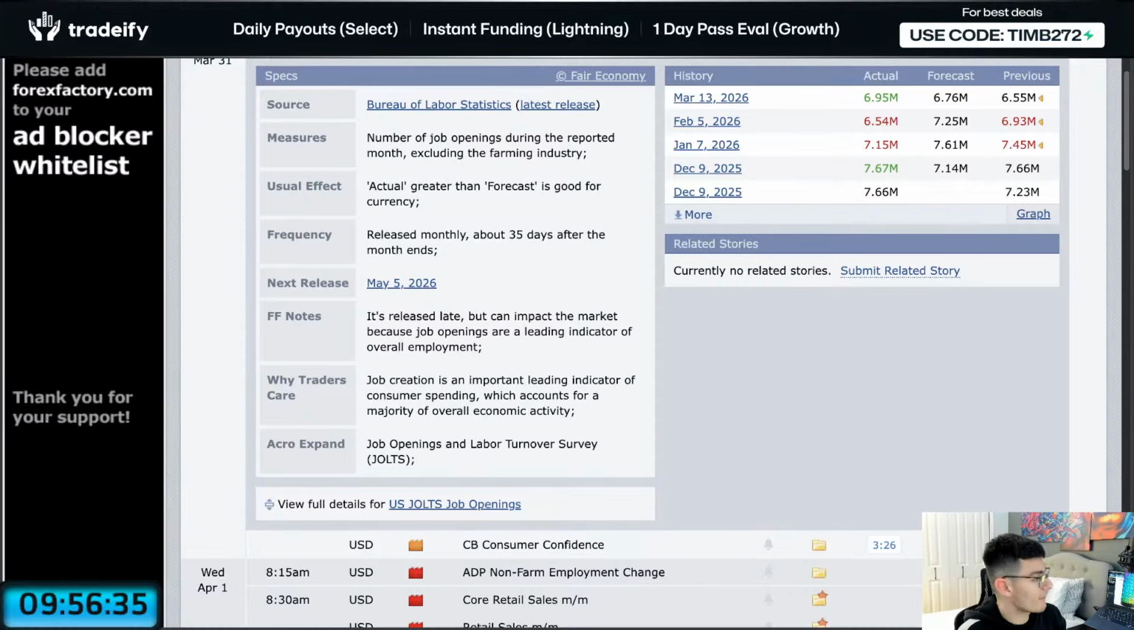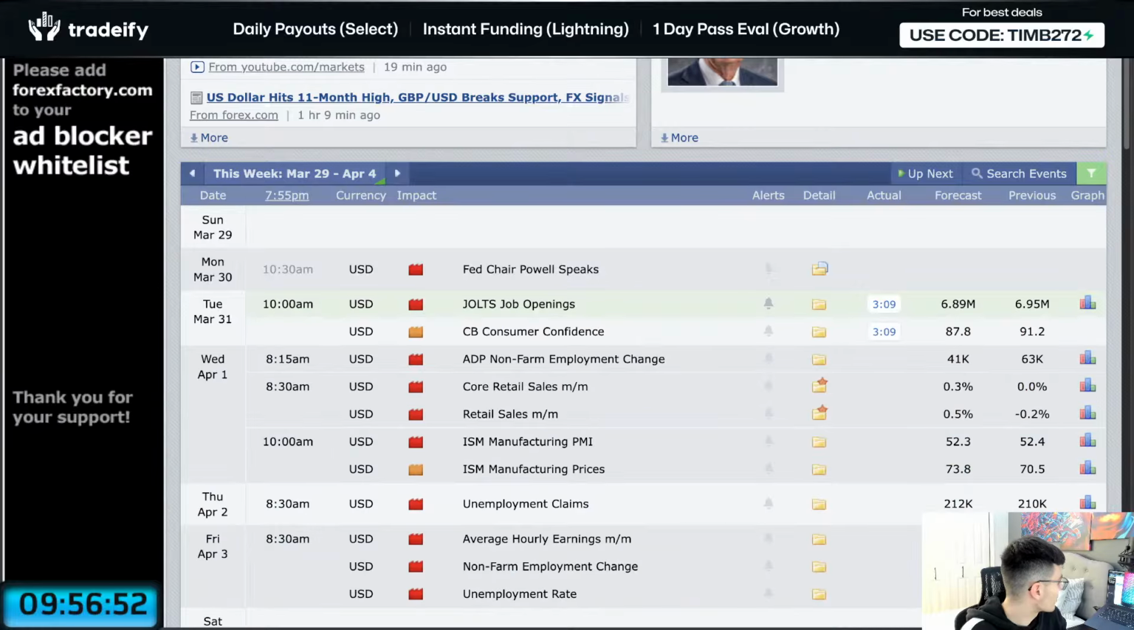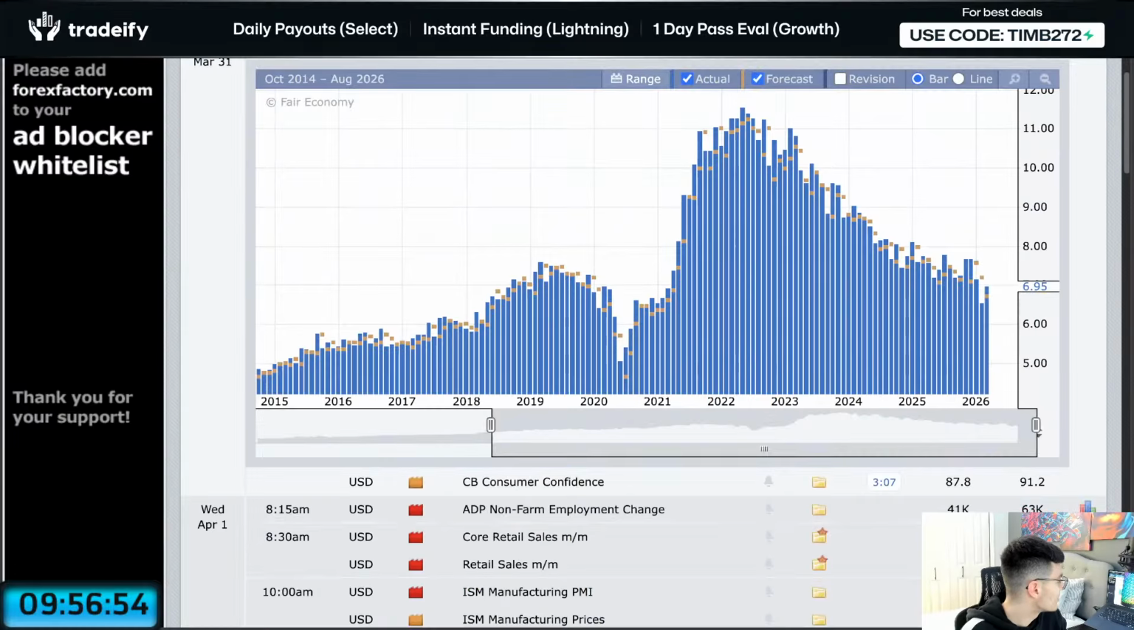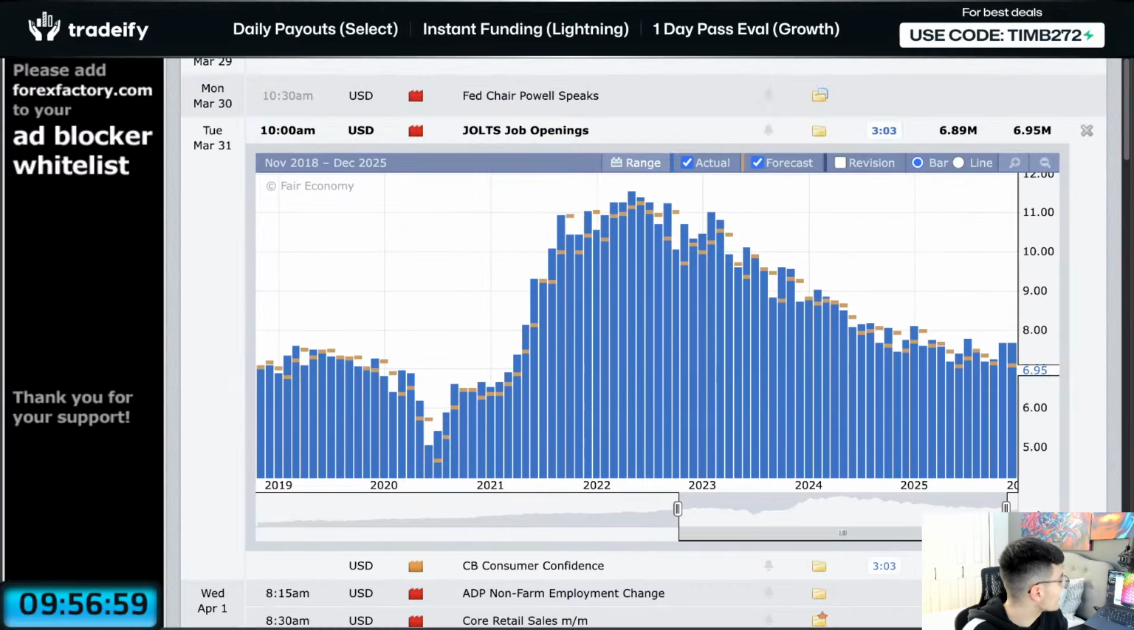I feel like it's cool. They even say, why do traders care? It's like job creation is the leading indicator of consumer spending, which accounts for overall economic activity, blah, blah. You can see the previous months, like what the actual was, the forecast, blah, blah. And then there's even this graph thing over here, in case you want to look at this in graph view. I don't know. Me personally, I've never looked at this, but if you want to look at it, it's here.